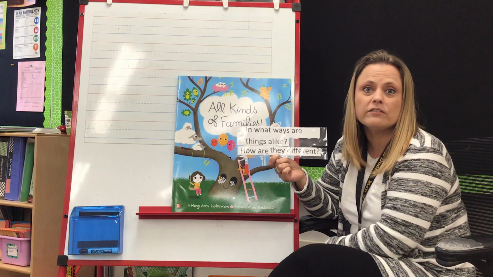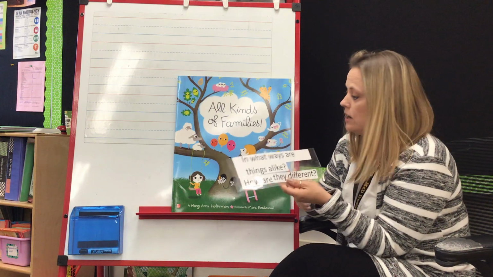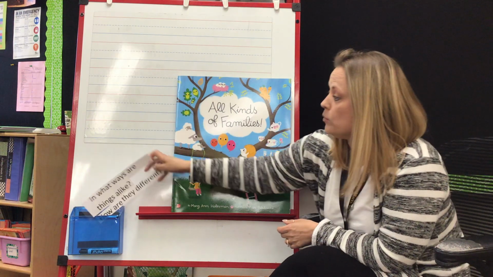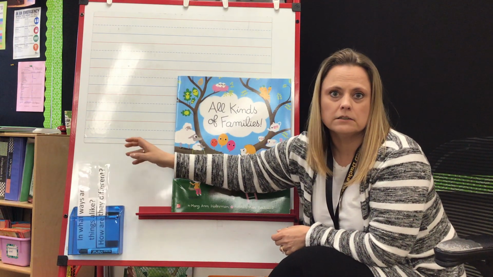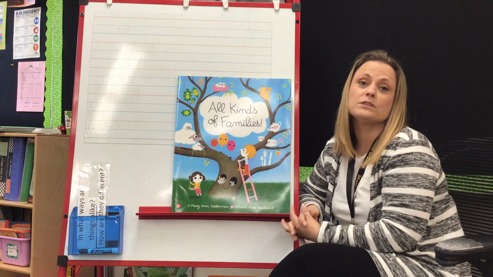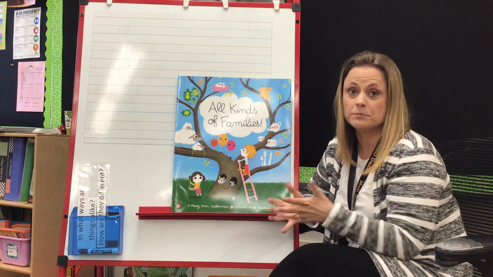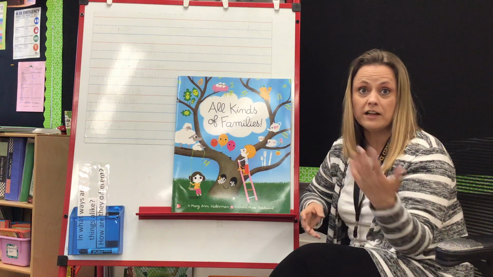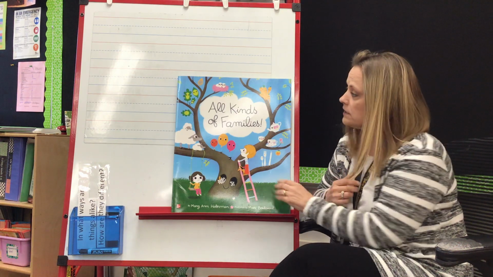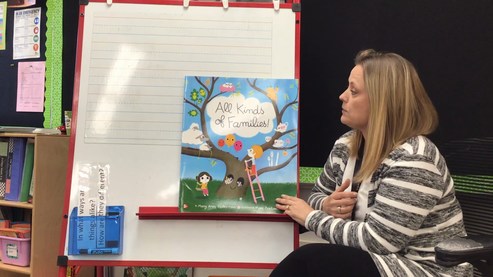So I know when we did our vocabulary with Miss Rebecca, one of our words was similar, right? And the other word was sort. So when we have things that are similar, we can sort them. We can tell how they're alike or we can tell how they're different. So you put them in different groups that way, right?